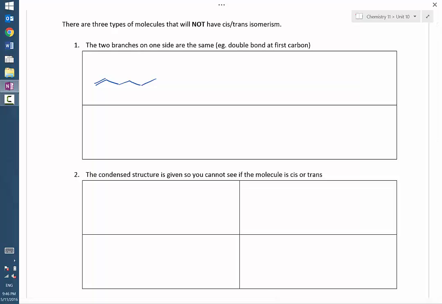Now, if you look at this right away, you can notice that there is no chair shape. Remember that chair shapes look like this. And you cannot see a boat shape either. Okay, just simply not there. To see why that is, let's draw the condensed structure.